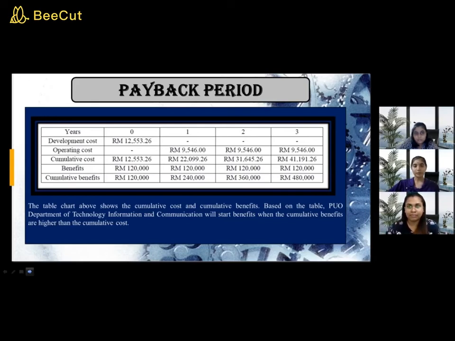Benefits for year 0 will be 120,000, and for year 1, year 2 and year 3 will remain the same. Cumulative benefits for year 0 will be 120,000. For year 1 will be 240,000 ringgit. For year 2 will be 360,000 ringgit. And for year 3 will be 480,000 ringgit.